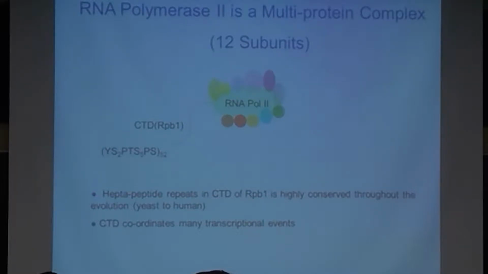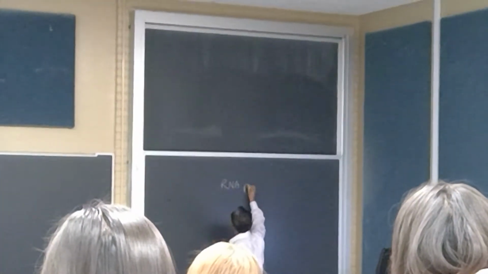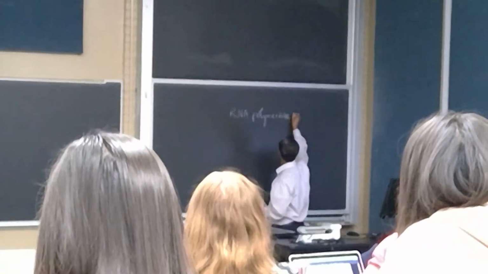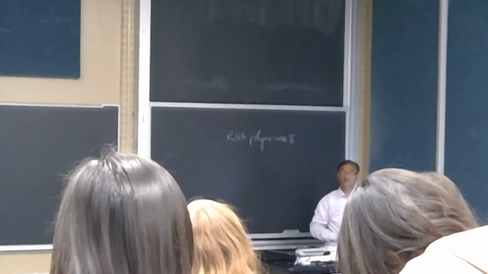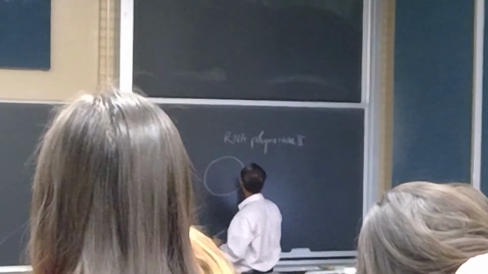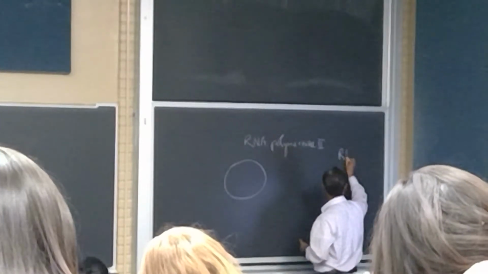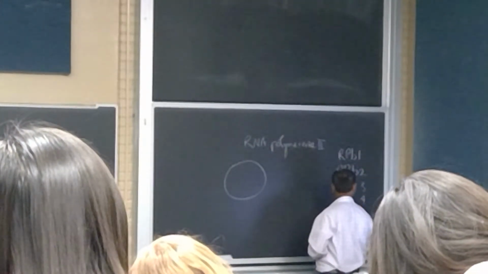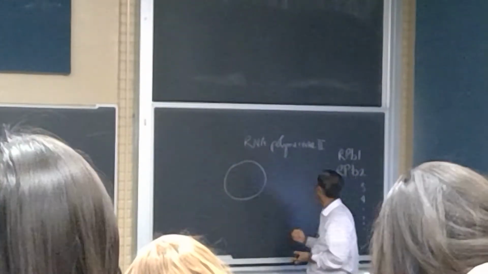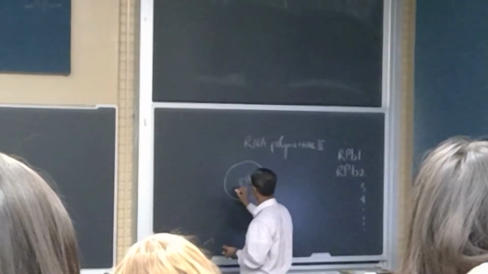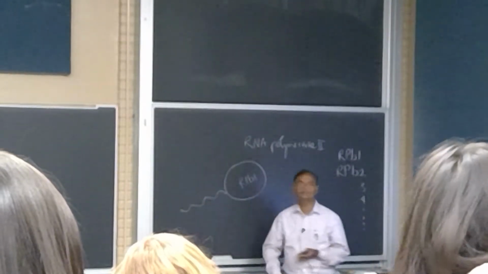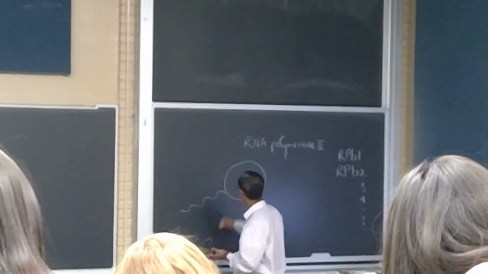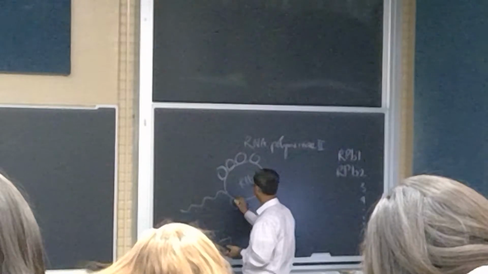Let's go into a little bit more detail. RNA polymerase 2 has 12 different subunits. One is a big subunit. One is called RPB1, RPB2, 3, 4, and up to 12. RPB1 is the largest subunit, and it has a C-terminal tail, and this interacts with other subunits. Correct? RPB2, 3, 4, and 5.